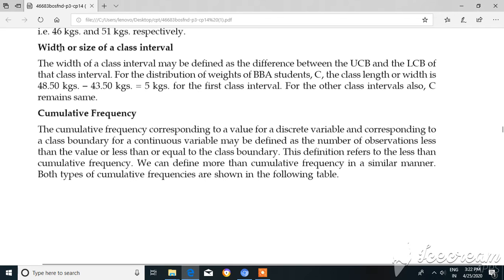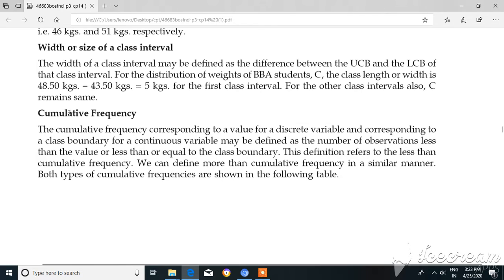Now the next is what? Width or size of a class interval. So width of a class interval may be defined as the difference between upper class boundary and lower class boundary of the particular class. So it is nothing but upper class limit minus lower class limit gives you what? Width or size of class interval.